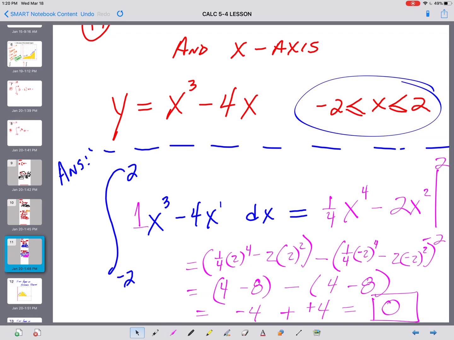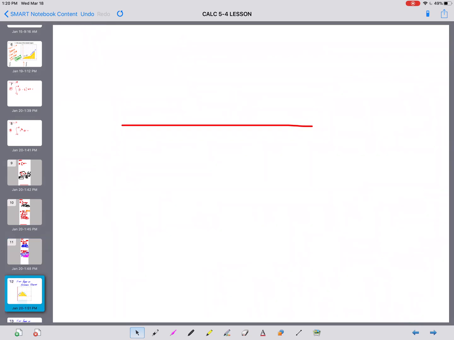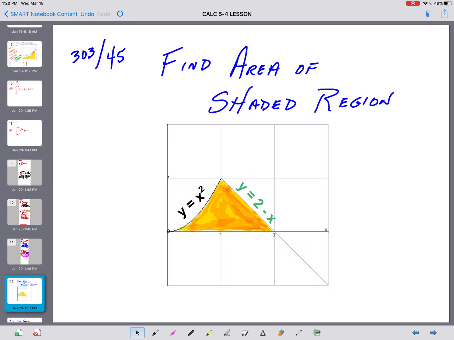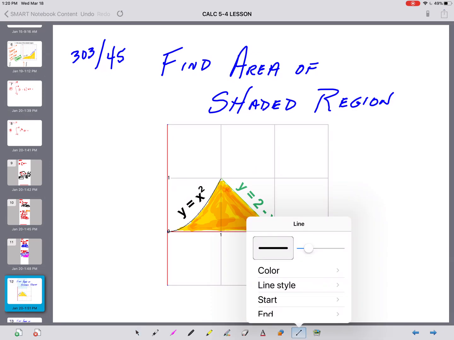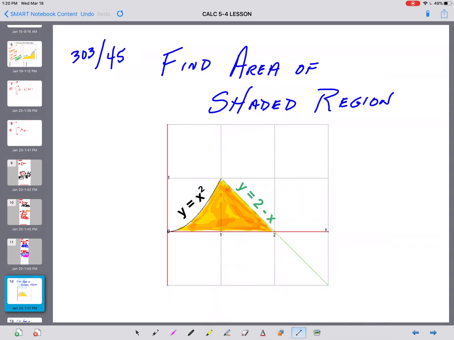Okay, now let's go look at the last two. Here's number 45. They said, find the area under the curve. Well, you could see we have really two areas, and they're broken right there. So the first area is under the curve of x squared from 0 to 1. The second area is under the curve 2 minus x from 1 to 2.